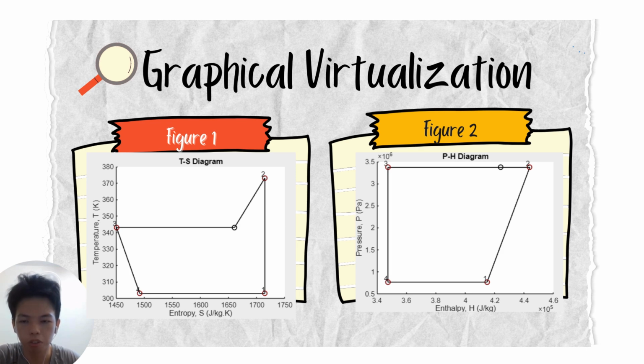From point 3 to point 4 is an isenthalpic expansion process. As you can see in figure 2 here, the enthalpy remains unchanged while the pressure decreases from point 3 to point 4. And lastly, from point 4 to point 1 is an evaporation process where the temperature is constant.